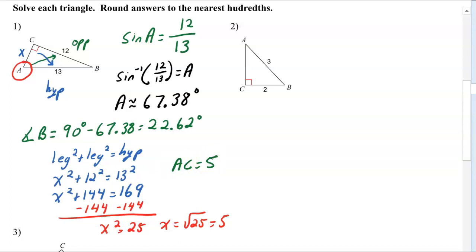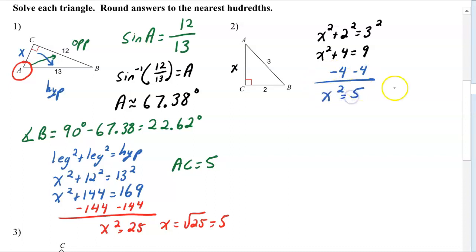Let's take a look at another problem, number 2. This time I'll start with finding the missing side. I'll call it x. Again, I'm going to use Pythagorean theorem. So x squared plus 2 squared is equal to 3 squared. X squared plus 4 is equal to 9. I'll subtract 4 from both sides. So x squared is equal to 5. So x is equal to the square root of 5. So this means that AC is the square root of 5.